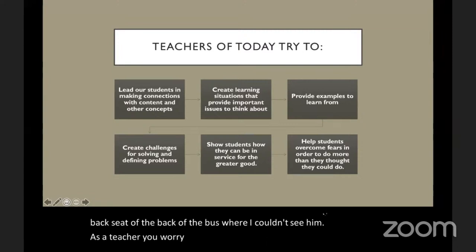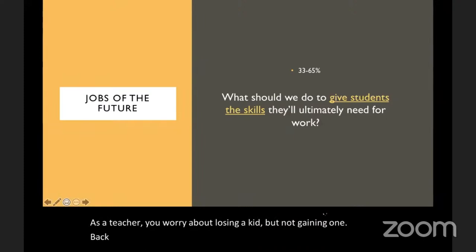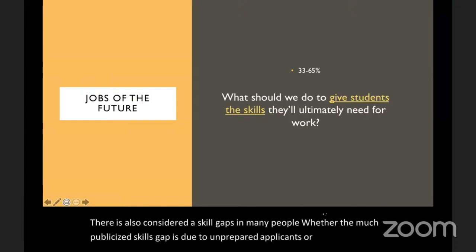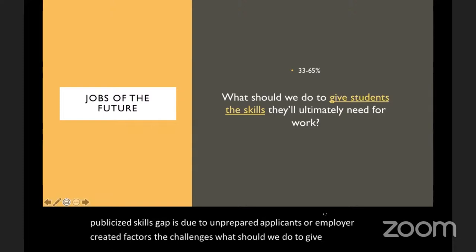So anyway, back to the topic at hand. From Career Builder's 2018 hiring forecast, 33% to 65%, depending on the source, of children entering primary school today will work in jobs that do not exist. There is also considered a skills gap in many people. Whether the much publicized skills gap is due to unprepared applicants or employer-created factors, the challenge is, what should we do to give students the skills they ultimately need for work?